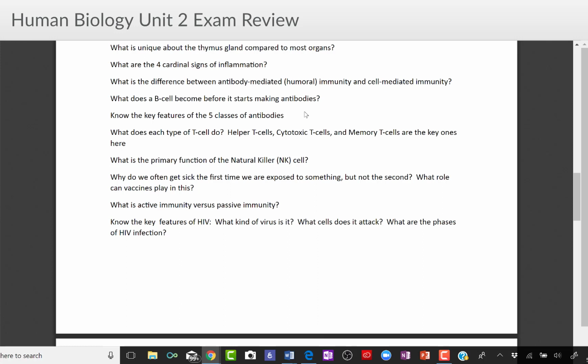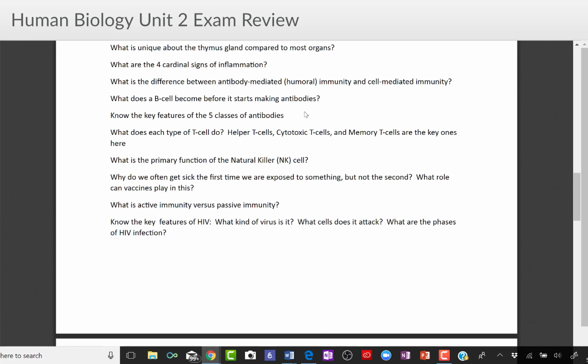Okay, what does each type of T cell do? Helper T cells, cytotoxic T cells, and memory T cells are the key ones here. So helper T cells, I call them the generals because they don't attack things directly, but they activate your immune system. Helper T cells actually activate other T cells and B cells. So both parts of your immune system, both the antibody-mediated and cellular-mediated immunity, helper T cells are required. That's why HIV destroys your immune system. It attacks the helper T cells, the only cell type that it really does affect.